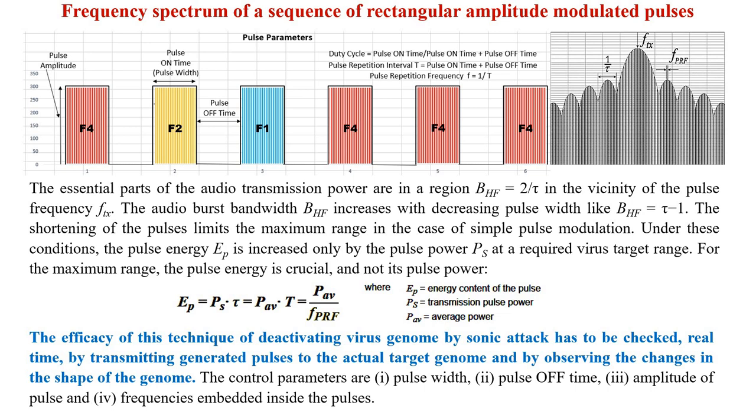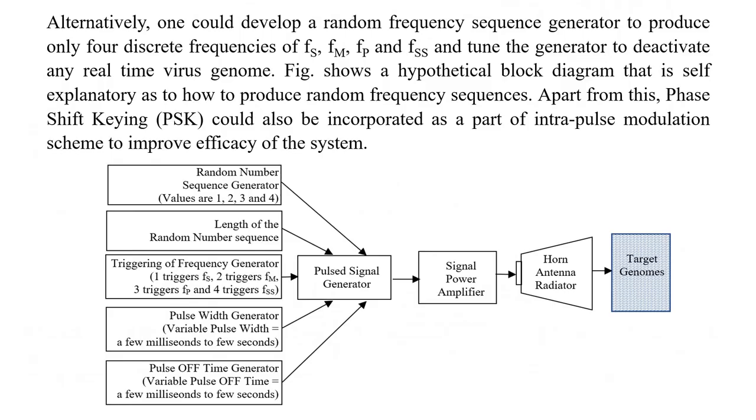The efficacy of this technique of deactivating virus genome by sonic attack has to be checked real time by transmitting generated pulses to the actual target genome and by observing the changes in the shape of the genome. The control parameters are pulse width, pulse off time, amplitude of pulse and frequencies embedded inside the pulses. Apart from this, phase shift keying could also be incorporated as a part of intra-pulse modulation scheme to improve efficacy of the system.